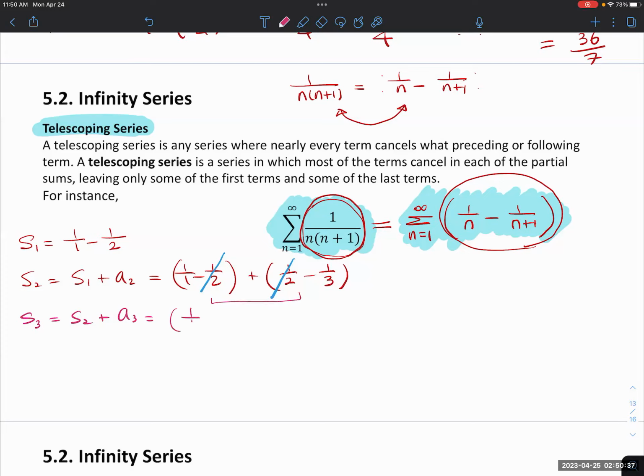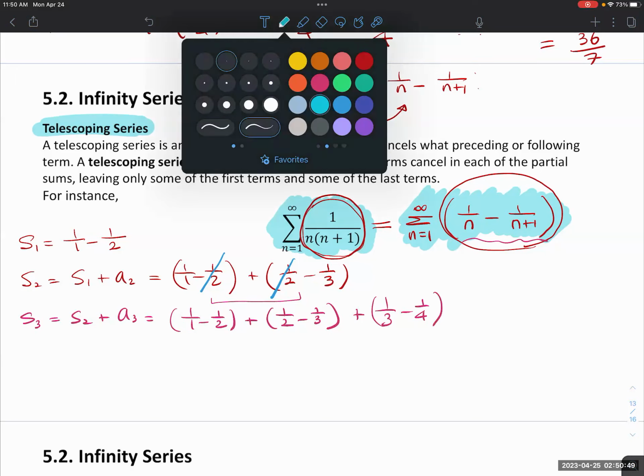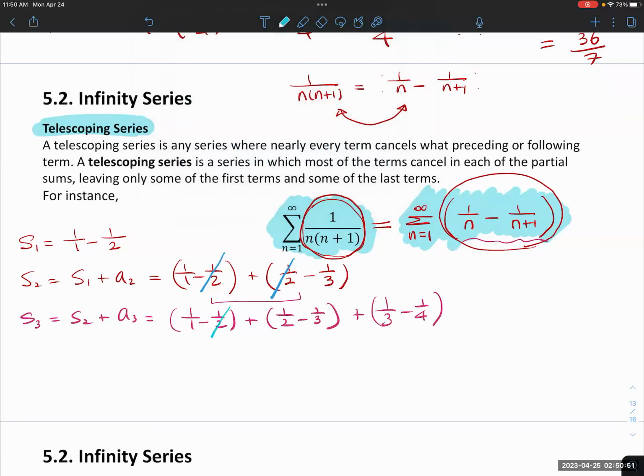So let me write it 1 over 1 before I'm going to cancel. And then A3, you're going to plug in 3 here. 1 over 3, 1 over 4. Then what happened? Come on, guys. Negative 1 over 2, positive 1 over 2, negative 1 over 3, positive 1 over 3 cancel.